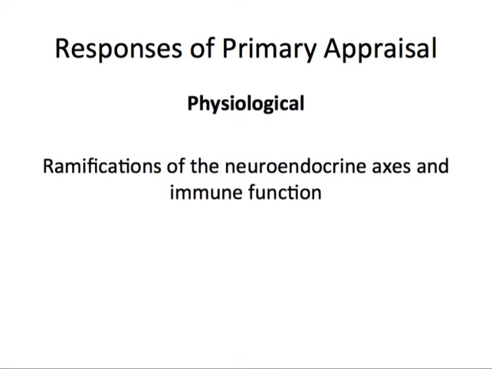In the physiological domain, the individual experiences the effects of neuroendocrine axis activation. For instance, they may experience palpitations, diaphoresis, tachypnea, and restlessness. Ramifications of immune function are also part of this domain. Chronic stressor exposure, through the result of cortisol's interference with the adaptive immunity, can result in increased susceptibility to infectious disease and autoimmune disease.